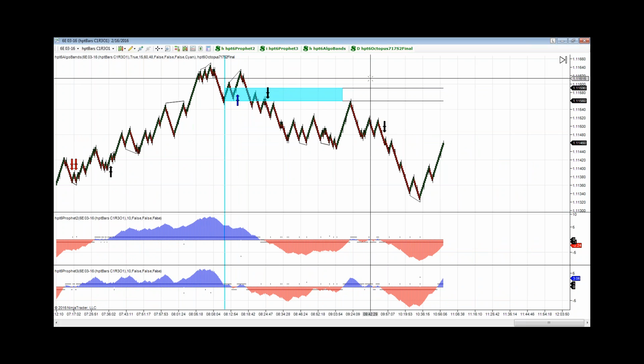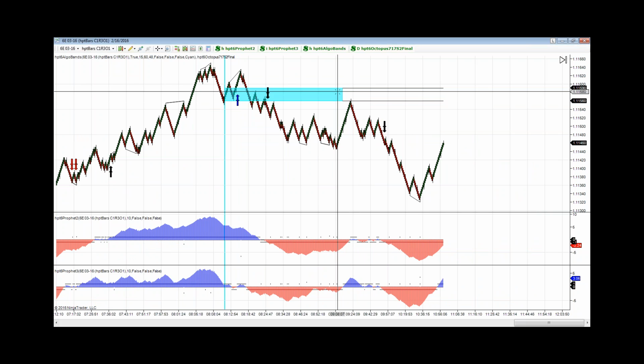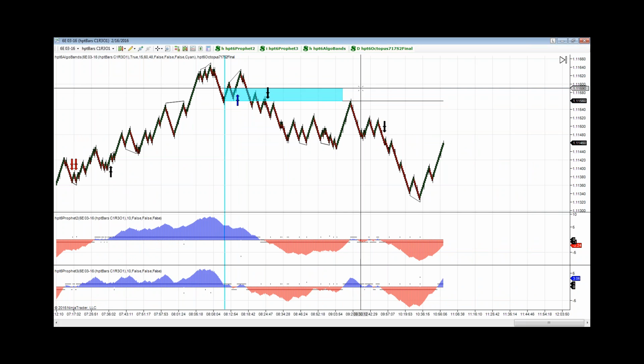Okay, so this gave me the ability to look at this algo band when it stopped shading, but it's still drawing.